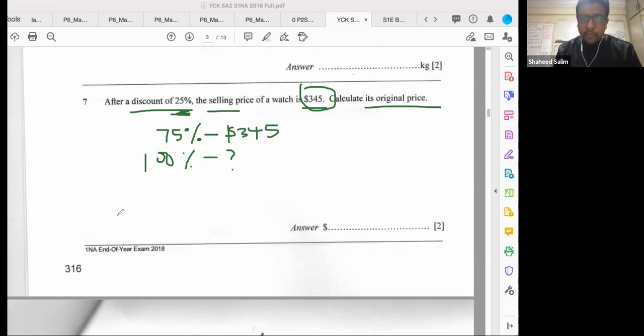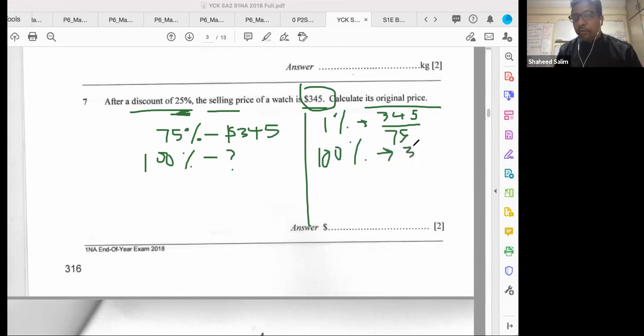I'm going to show you 2 methods. Method number 1, some of you prefer this. You say 75% is 345, and you go and find 1%. What is 1%? 345 divided by 75. You don't need to do the working now. Now you find 100%, so you times by 100. 345 over 75 is the value for 1%, times 100. Sophia, you understand this method? This is the easier method. You will get 460.